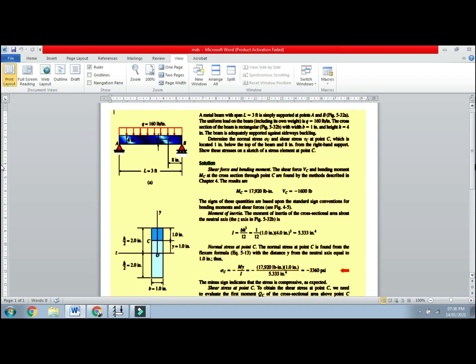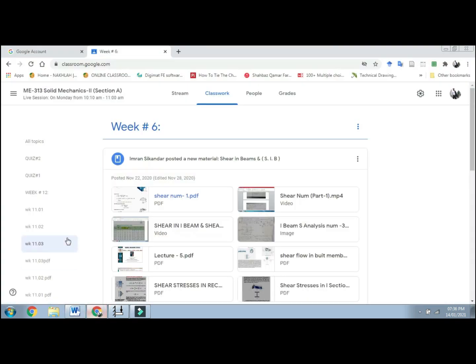So this problem is here. This is the loading, 160 pounds per inch, and the total height is 4 inches. The total length is 3 feet, which is 36 inches. So we go to the solution of this problem.